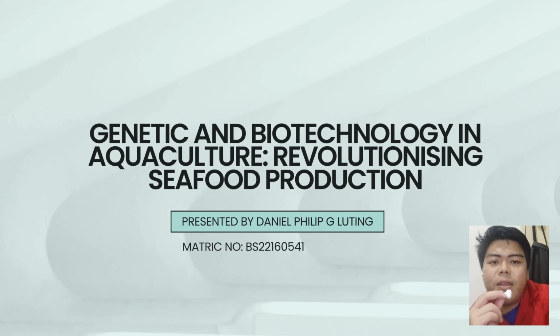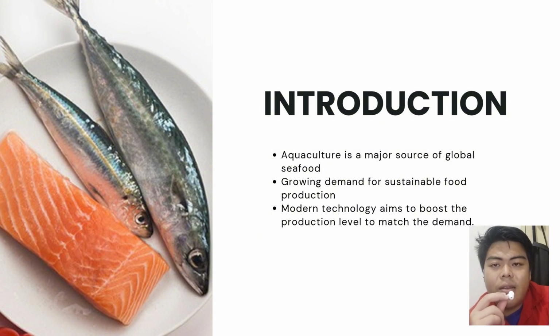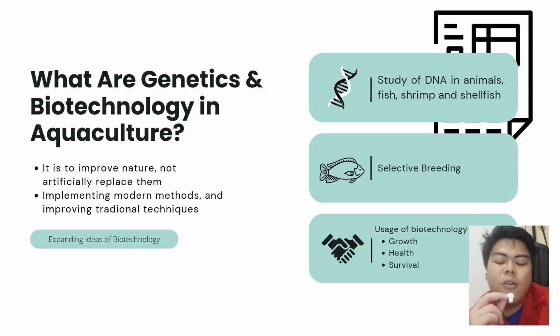So in my mini project today, I will be discussing the topic that I have selected, which is genetics and biotechnology in aquaculture, revolutionizing seafood production. My title refers to the usage of modern technology to improve farmed species such as fish, shrimp, and shellfish, by exploring their DNA, selectively breeding the species, and using biotechnology tools to give them better growth rate, better health, and better survivability overall.